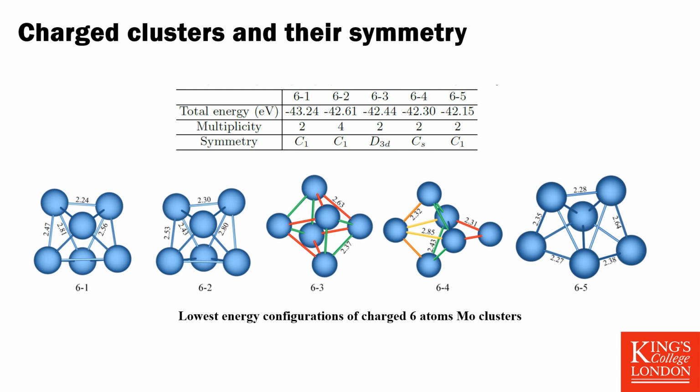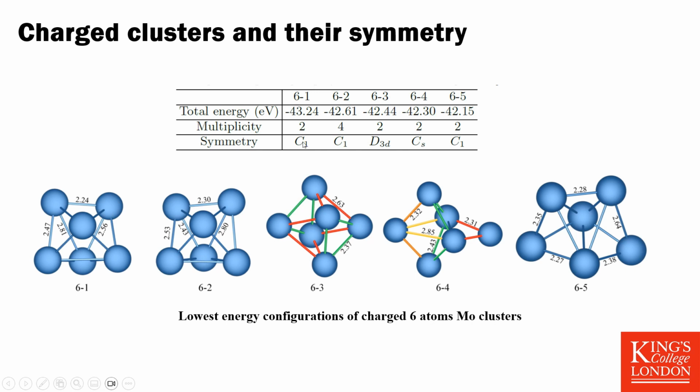First of all, if we have a cluster and want to absorb it on the surface, we must make this cluster charged. Here we take the 6 atom cluster as an example, and the 6th one is the lowest charged cluster. And also, because it has been charged, the symmetry has been broken.